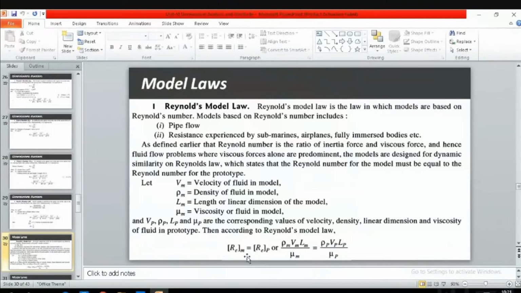The first model law which we had seen in the last lecture is Reynolds model law. Reynolds model law simply states that the Reynolds number of model and prototype should be equal. So Reynolds number of model should always be equal to Reynolds number of prototype. So rho m Vm Lm upon mu m equals rho p Vp Lp upon mu p, where m denotes properties for model, p denotes properties for prototype. Now taking the ratios, rho p divided by rho m, Vp divided by Vm, Lp divided by Lm, and 1 upon mu p divided by mu m.